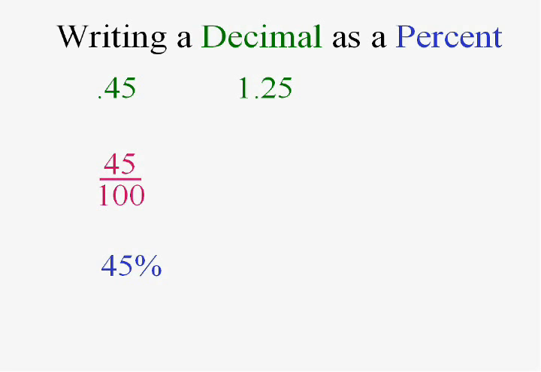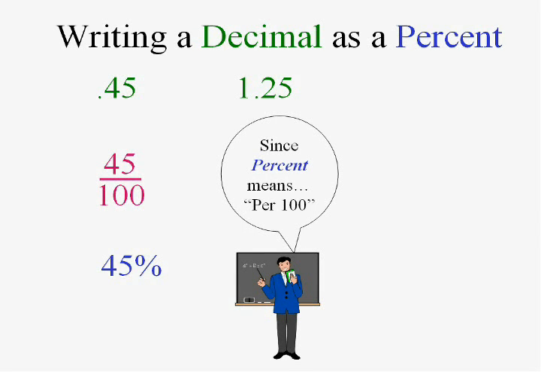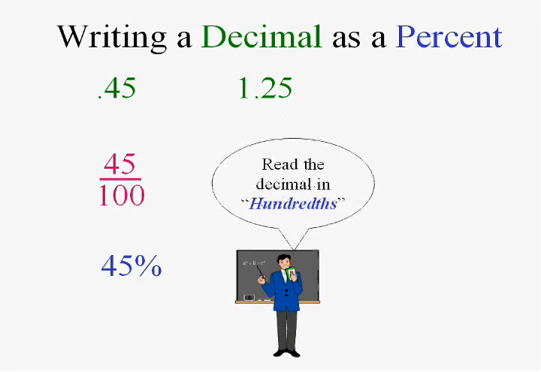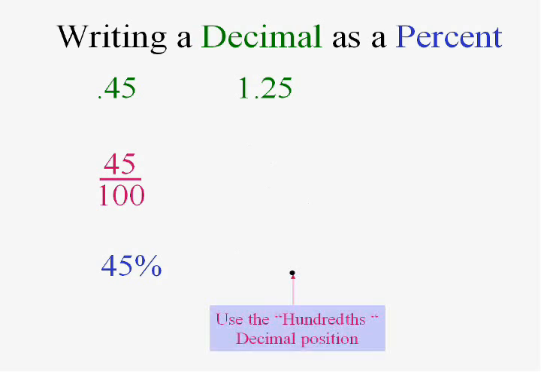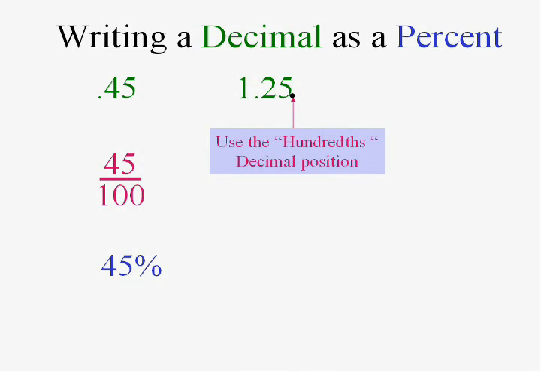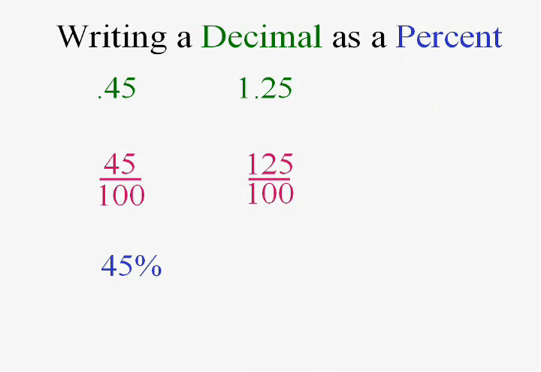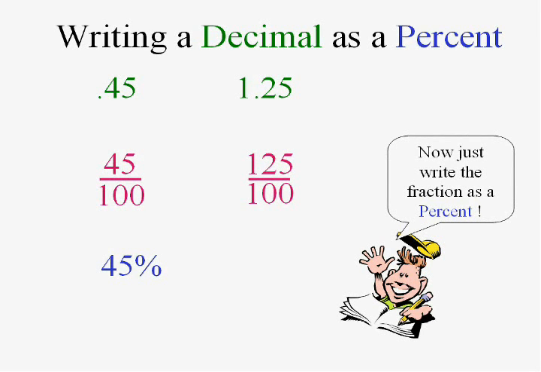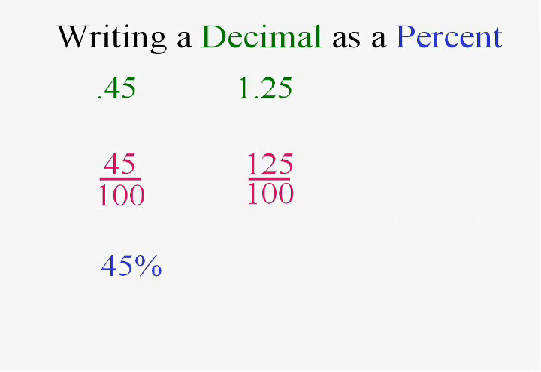Let's do another one. We want to write this decimal as a percent. Well, we're going to read it from the hundredths position. How many hundredths is this? You could say 1 and 25 100ths, but we're going to keep it as kind of an improper fraction. From this position, we have 125 100ths, which means 125%, because fraction out of 100 means percent.